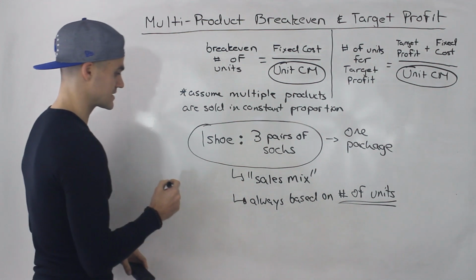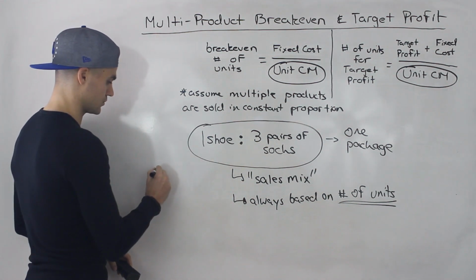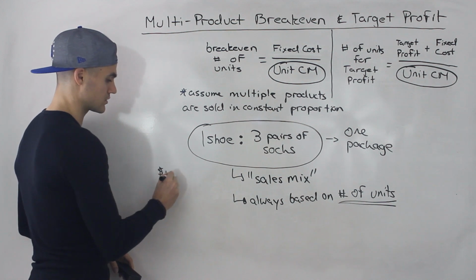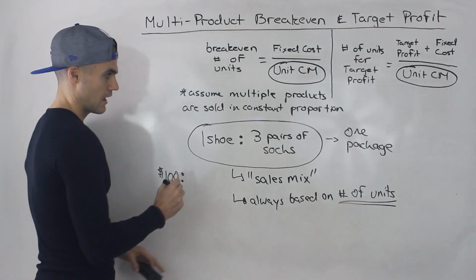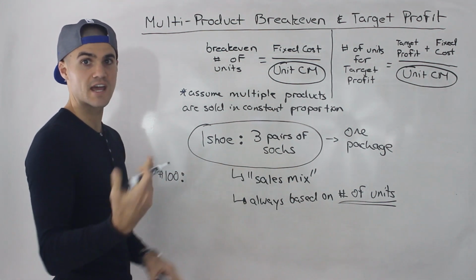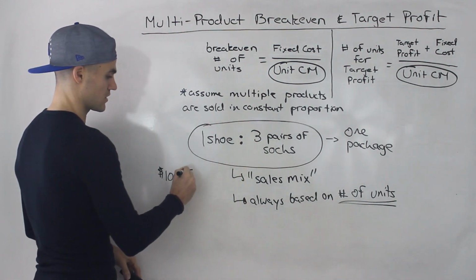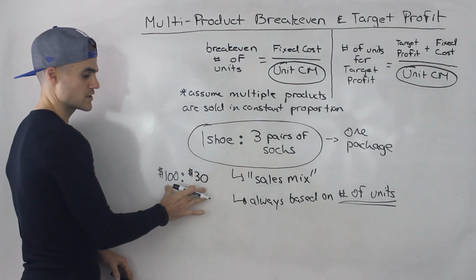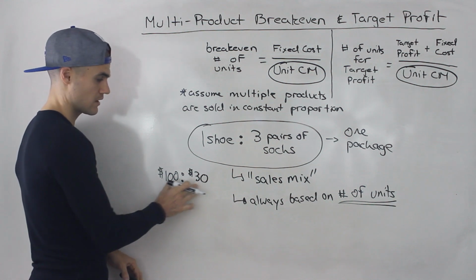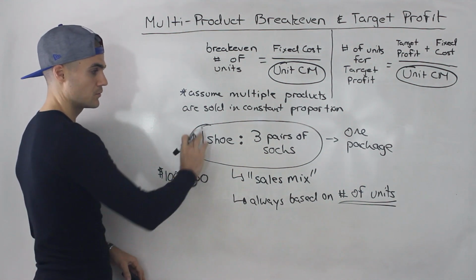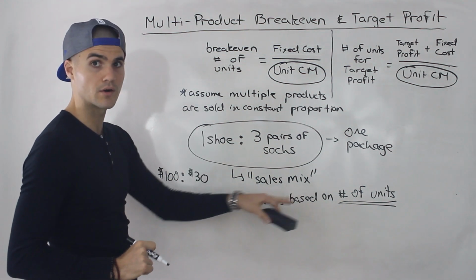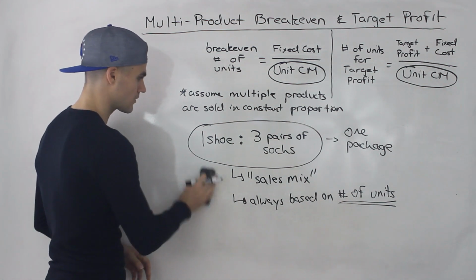So for example, let's say that for one shoe it costs $100, and then let's say each pair of socks costs $10, so 3 pairs of socks would be $30. We wouldn't be using this ratio over here, right? The sales numbers of each product. We got to base it on the number of units.